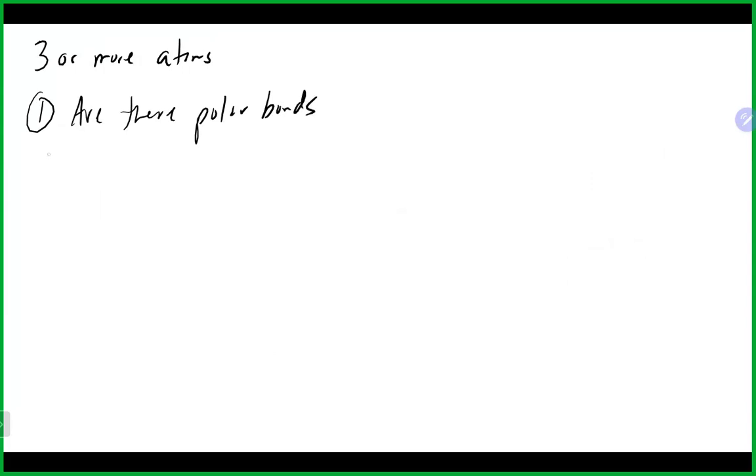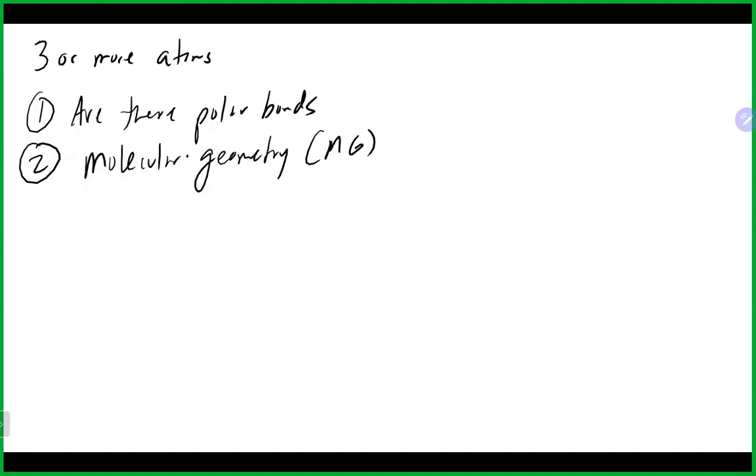Now, that would be wonderful if you could do that all the time, but you can't. So when you get to 3 or more atoms, you have to actually look at 2 things. You have to look at, are there polar bonds? And if there are polar bonds, you have to look at the molecular geometry. And that was the MG we were doing a second ago.